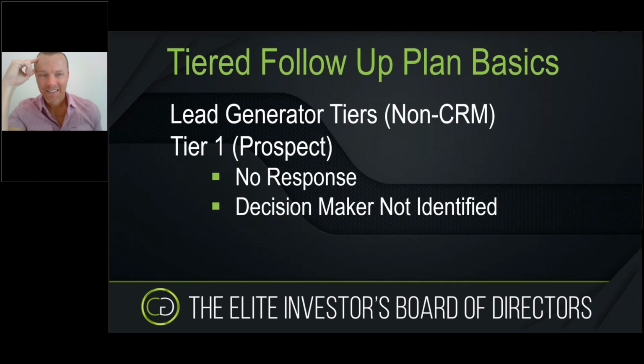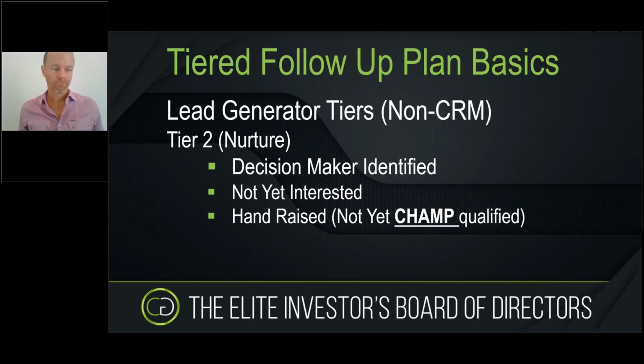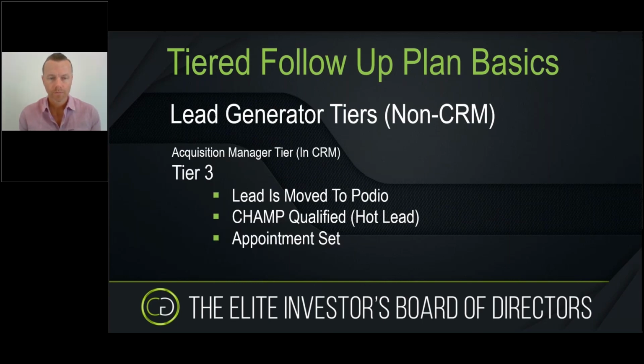So tier one, no response. You do not have the decision maker identified. Tier two, the decision maker is identified. They're not yet interested. They have their hand raised. They might be interested. You don't put your acquisitions people on this. You keep this with your follow-up staff. Tier three, lead is motivated, CHAMP qualified, and the appointment is set.